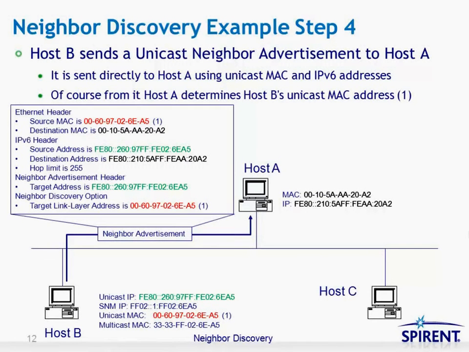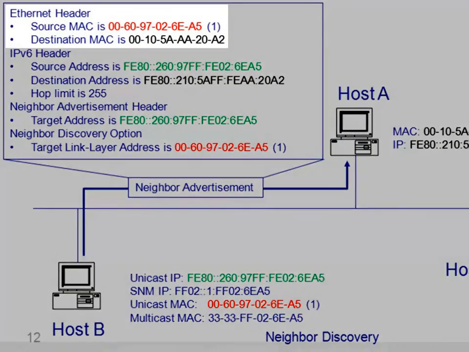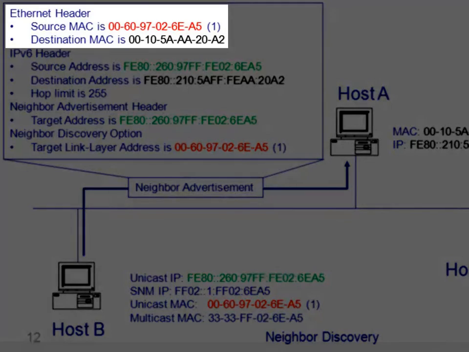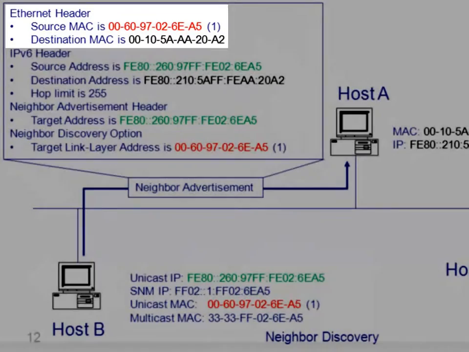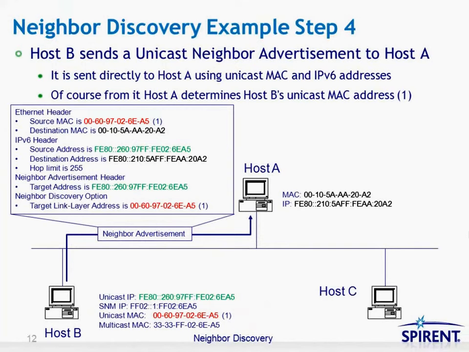Once host B has determined that the neighbor solicitation packet is for it, it will send a unicast advertisement back to host A. So now that we both know each other's unicast MAC addresses, we don't have to deal with multicast either at the MAC layer or at the IP layer anymore. And so host B can return its burnt-in MAC address, and now they can both use each other's burnt-in MAC addresses to communicate.